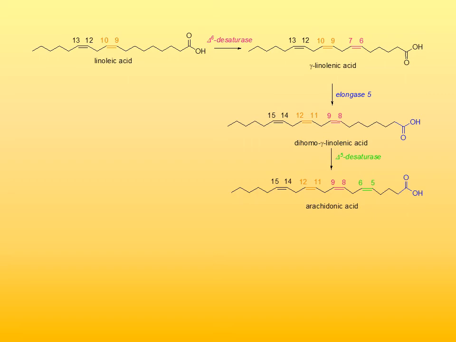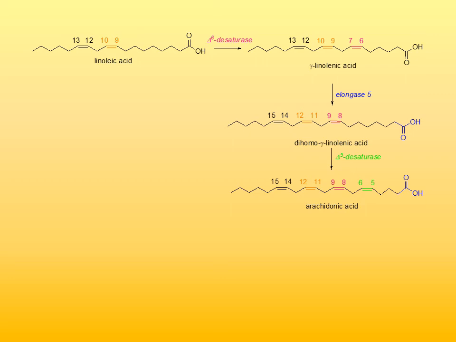So what used to be the 6-7 double bond or double bond 6 is now double bond 8. What used to be double bond 9 is now double bond 11. And what used to be double bond 12 is double bond 14. Which means that double bond 11, even though it's double bond 11, its introduction was originally catalyzed by the delta 9 desaturase enzyme. Double bond 8, its introduction was catalyzed by the delta 6 desaturase enzyme. That's very important.